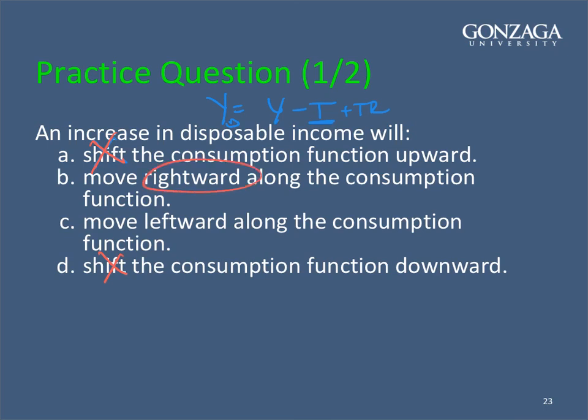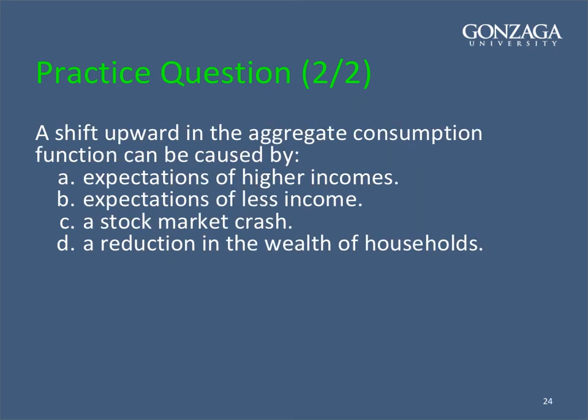It's going to increase consumption. You're going to move right along up the consumption function. A shift in the aggregate consumption function, upward shift, right? So what's going to drive us to want to spend more money today for all income levels? Expectation of higher incomes, expectation of less income, stock market crash, or reduction in wealth.